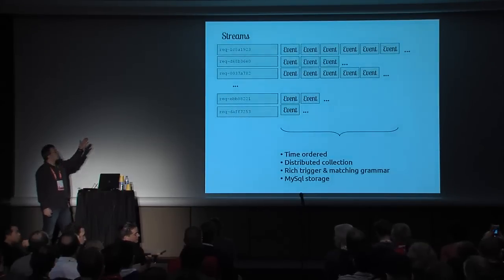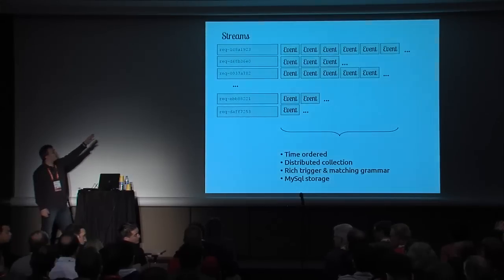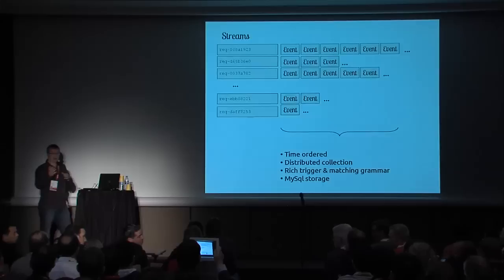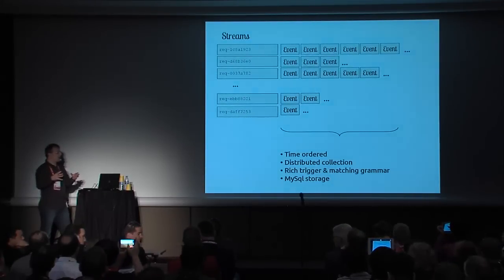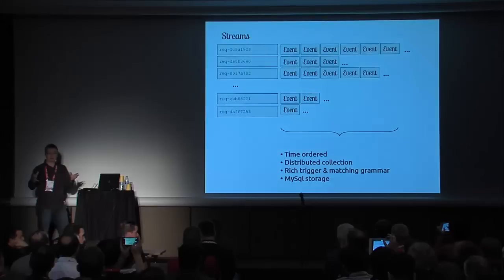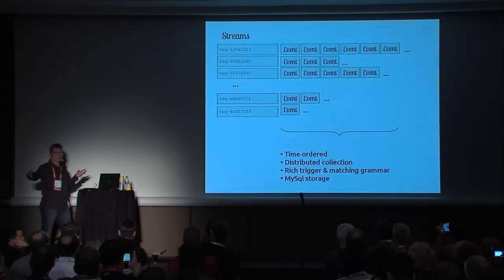So like I mentioned, as these events come in and they get sorted by request ID and grouped, then we can trigger on these things. So we can order them by time. So it's like a jitter buffer for TCP. You get the events in the order they came in, even though it's distributed across multiple services.